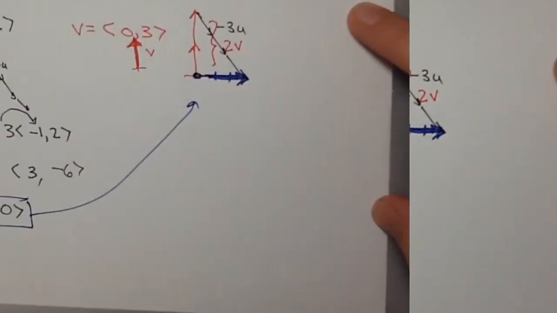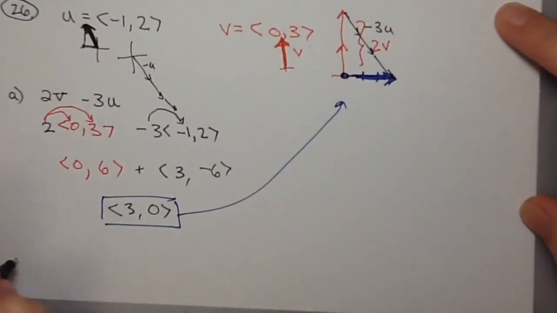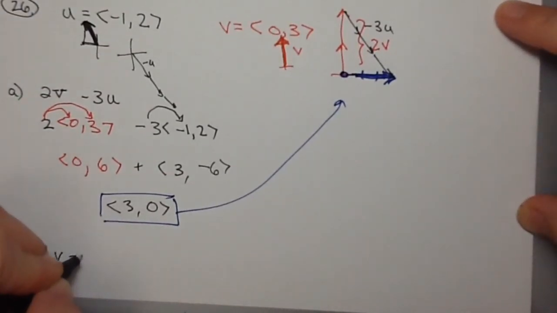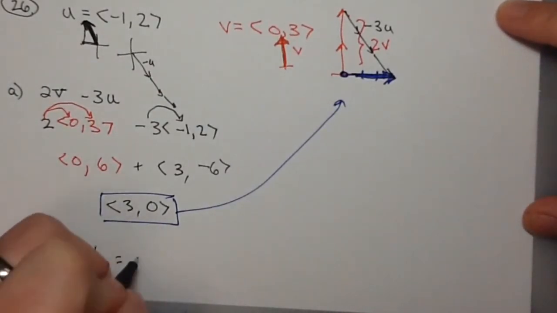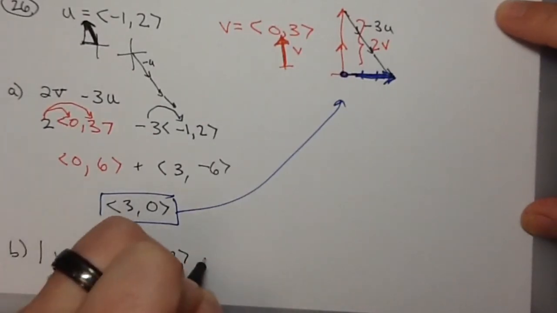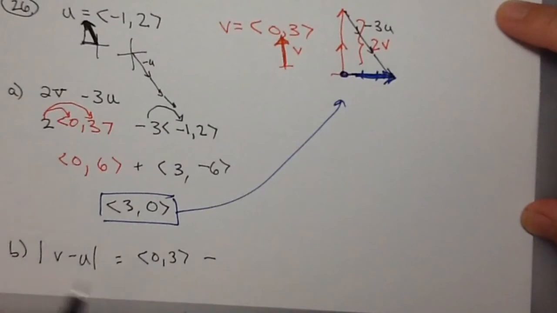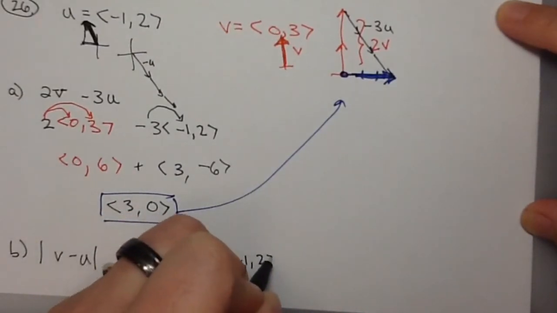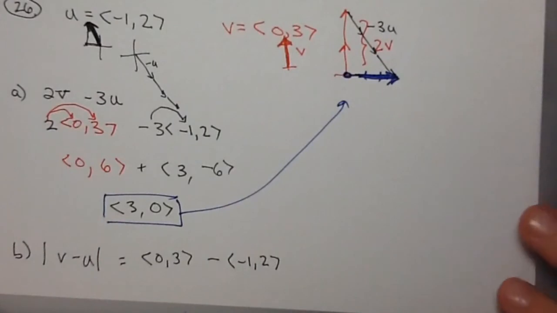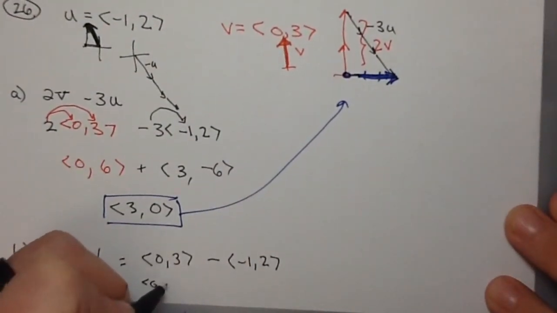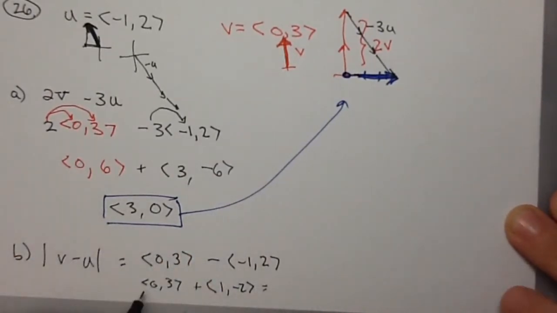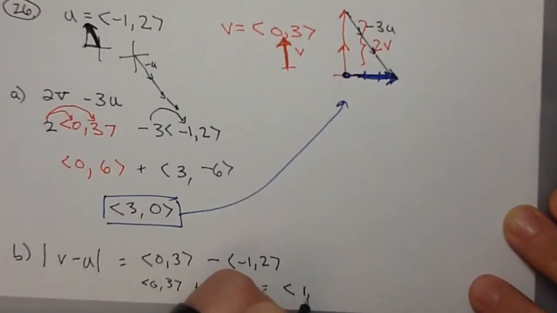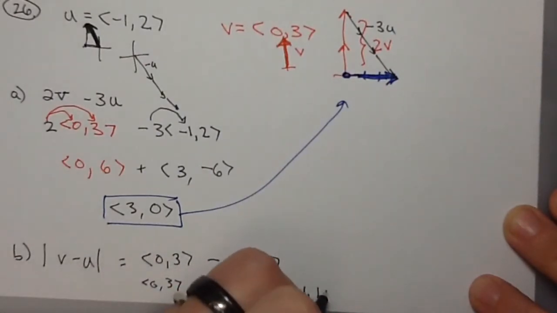3, 0. Question B, they ask us to find the magnitude of v minus u. Okay, so we're going to do the same thing we did before. v is 0, 3 minus u, which is -1, 2. So that gives us 0, 3 plus 1, -2. So the result is 1 and 1.